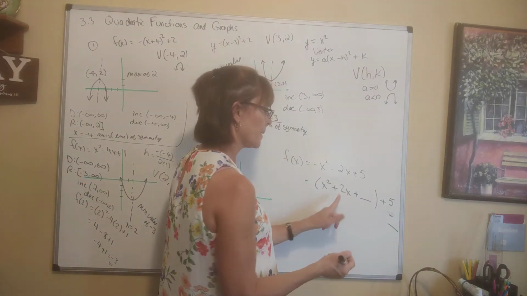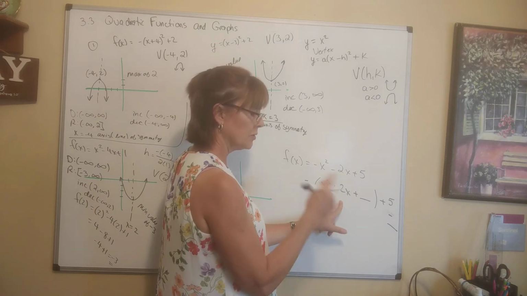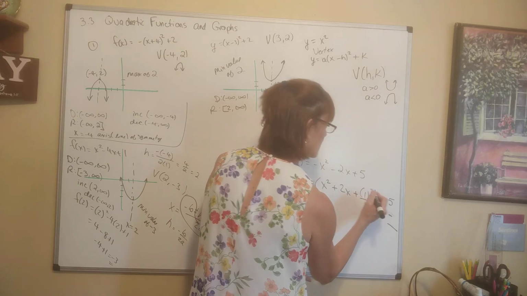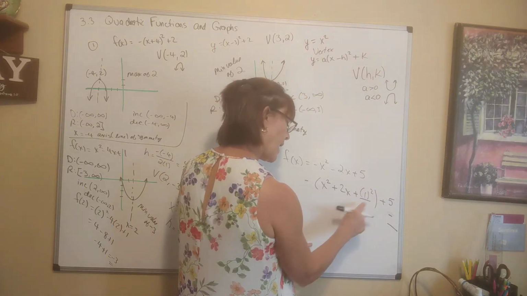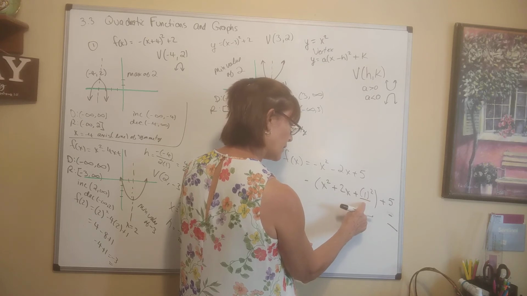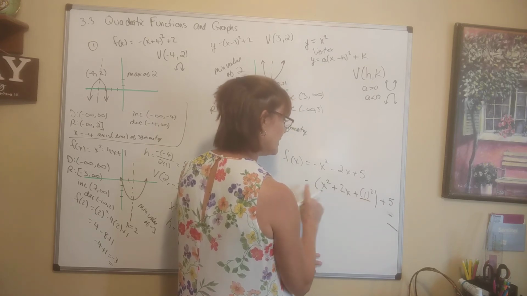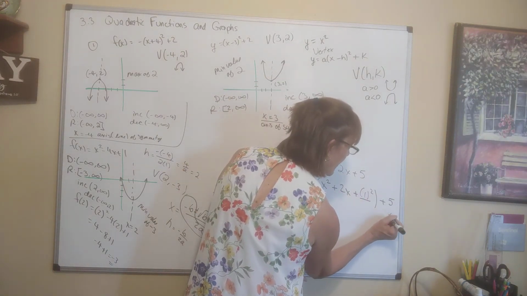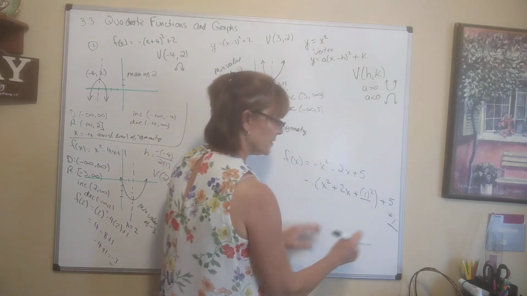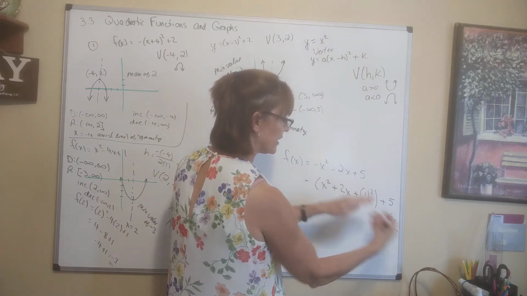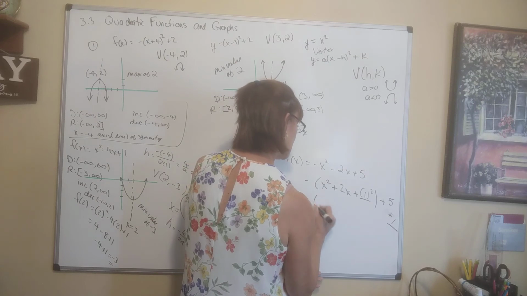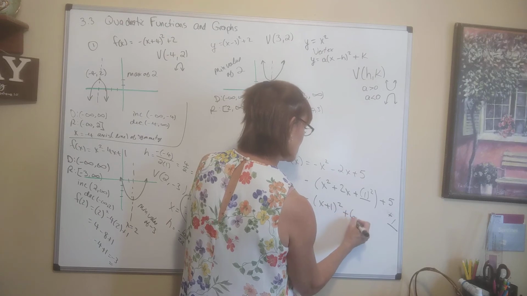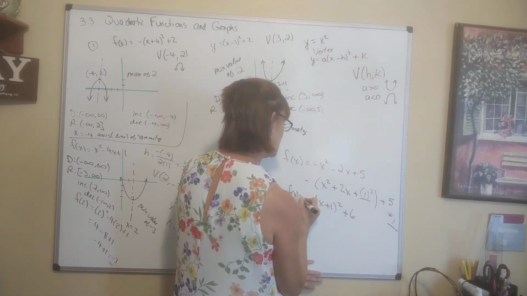What is b? b is 2. b over 2, 2 over 2 is 1. I'm going to add 1 squared right here. Okay, so I added 1 squared, which is 1. But really I added negative 1. So if I add a negative 1, I have to add a positive 1. So 1 minus 1 is 0. So I've really added 0. So I get here negative, factor this, x plus 1 squared plus 6. Now this is in vertex form.